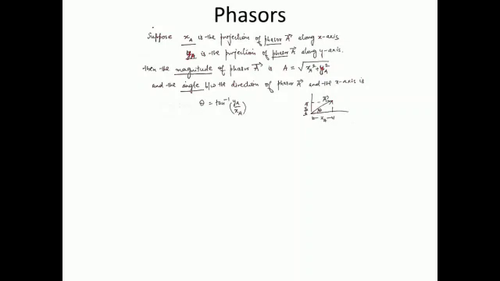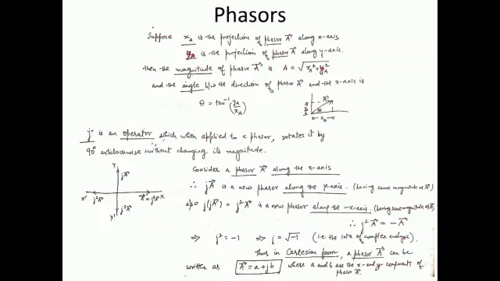Then the magnitude of phasor A will be simply A equal to under root XA square plus YA square, and the angle between the direction of the phasor and the x-axis will be simply theta equal to tan inverse of YA by XA. Now we define an operator which we call the J operator, which when applied to a phasor rotates it by 90 degrees in the anti-clockwise direction without changing the phasor's magnitude.